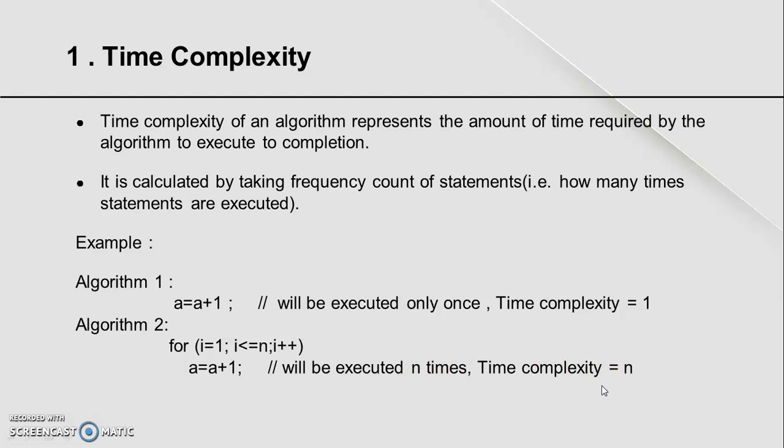So it is very clear from the example that while calculating time complexity, we have to find out how many times our statements are getting executed. For example, in the first algorithm, it is executed once, so time complexity is 1. In the second algorithm, it is executed n times, so complexity is n.